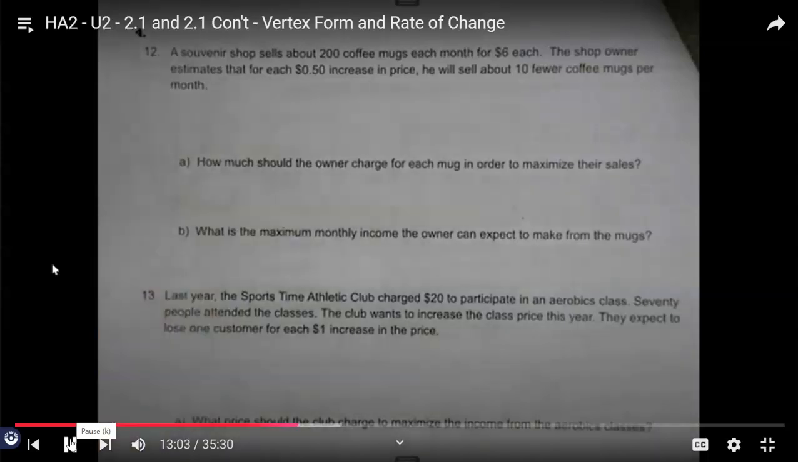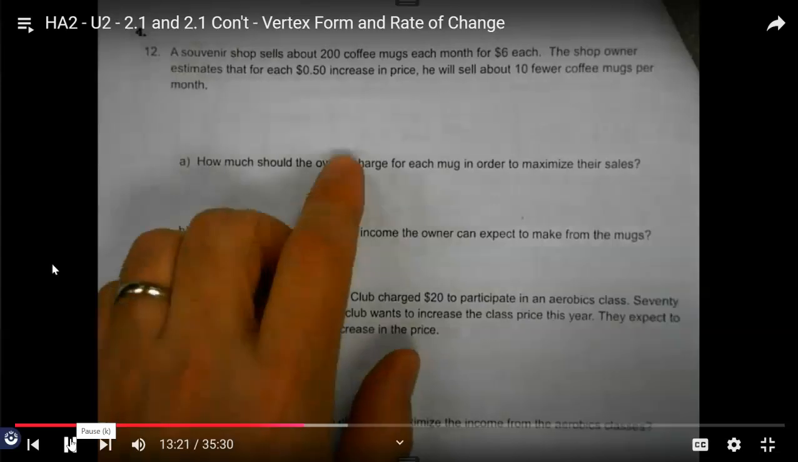A souvenir shop sells about 200 coffee mugs a month for $6 each. The shop owner estimates that for each 50-cent increase in price, he will sell about 10 fewer coffee mugs per month. Okay, how much should the owner charge for each mug? Well, how am I supposed to figure this out? All right, here's what we're going to do.